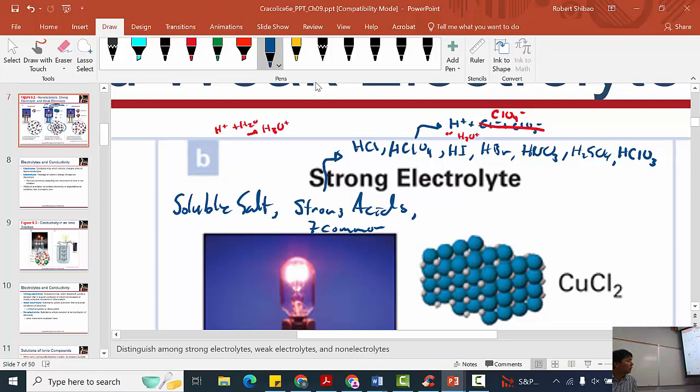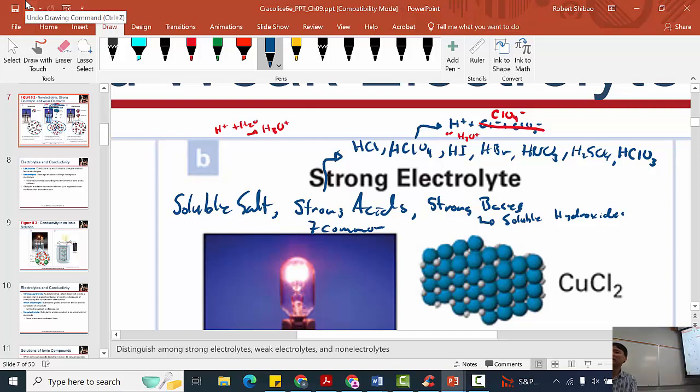The other thing we have are the strong bases. One of the strong bases I talked about was sodium hydroxide. Sodium hydroxide is a strong base. But let's categorize the strong bases. What are the strong bases? The strong bases are the soluble hydroxides. Most hydroxides are insoluble, so those we don't consider a strong base.